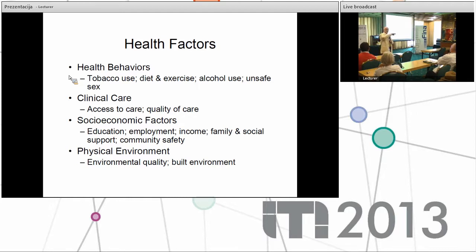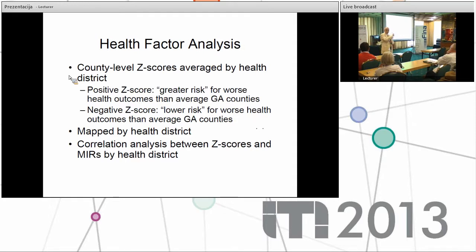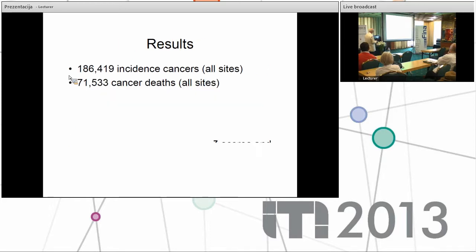But we had the incidence data, and we can calculate the incidence and mortality data for each county, and then we could model each county looking at these factors. Okay? Everybody follow me so far? Okay. And then we used county level z-scores averaged by health district to look at the health outcomes. Greater risk for worse health outcomes than average Georgia counties, where there was a positive z-score, and a negative z-score meant there was lower risk. And we mapped by health district, and we did a correlation analysis between z-scores and the mortality incidence ratios by health district. So here are the data.